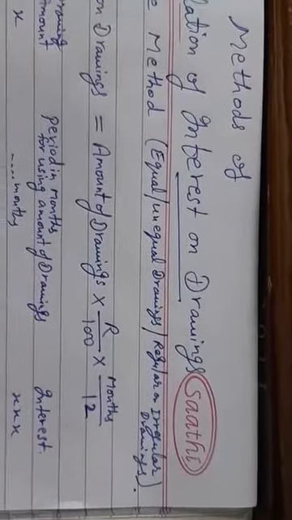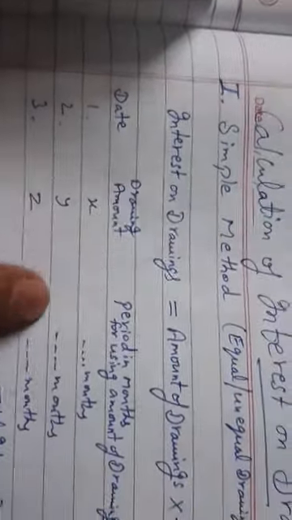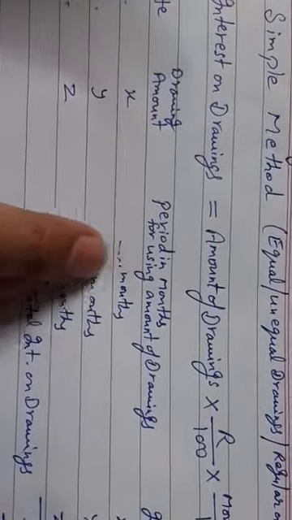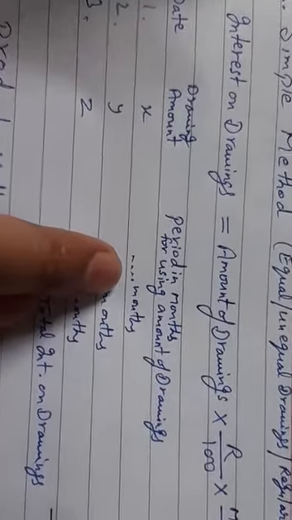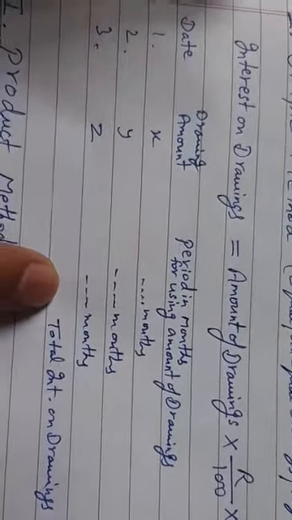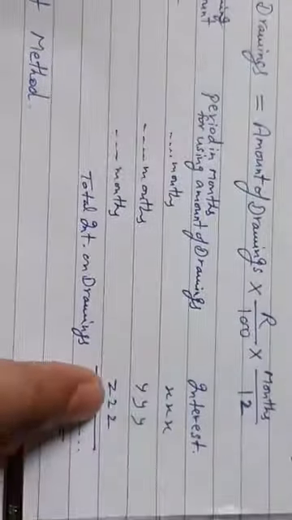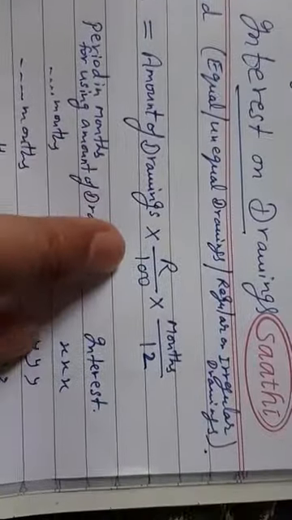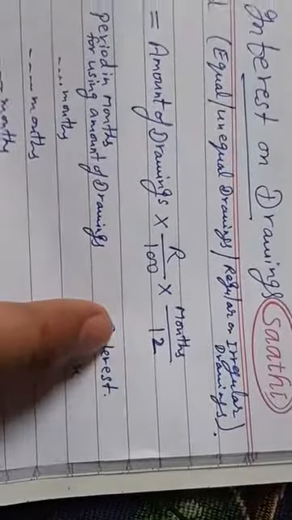upon 12. So, students, we have to make, say for example, 4 columns. In the very first column, the date, say for example 1, 2, 3, then the amount of drawings, XYZ, whatever amount is there, and the period in months for using that amount of drawings. Say for example, it has been utilized for 1 month, 12 months, 11 months, like that. And then at last, interest is to be calculated separately by this formula, that is amount of drawings into R upon 100 into months upon 12.